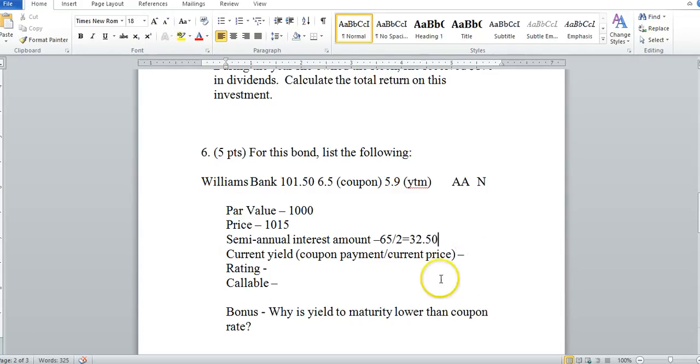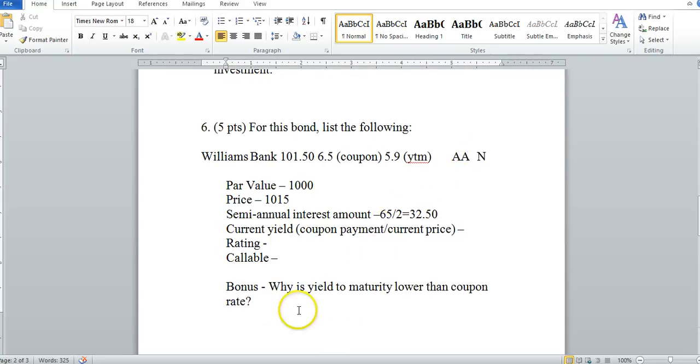Current yield, I gave you the equation right there. The rating, of course, is AA, and callable is no. And here's the bonus question. Why is the yield to maturity lower than the coupon rate? I'm not even going to tell you the answer. I want you to think about that. Why is it lower than the coupon rate?